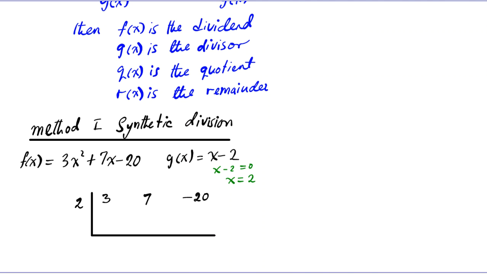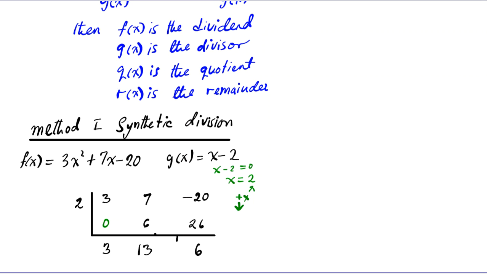And then what you do for synthetic division is you add downwards and multiply across. Starting with a 0 here, you add down. 3 plus 0 is 3. Multiply across. 2 times 3 is 6. You add down. 7 plus 6 is 13. So we have 13. And then we'll multiply across. 2 times 13 is 26. You add down, you get 6.